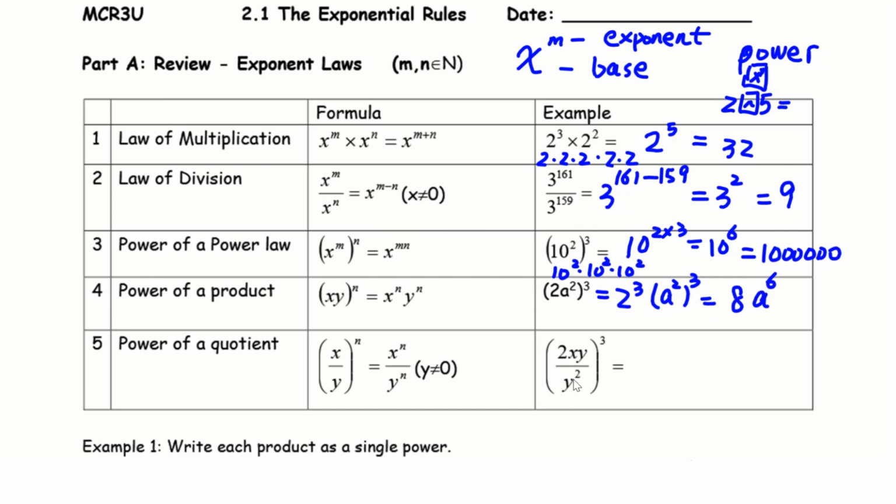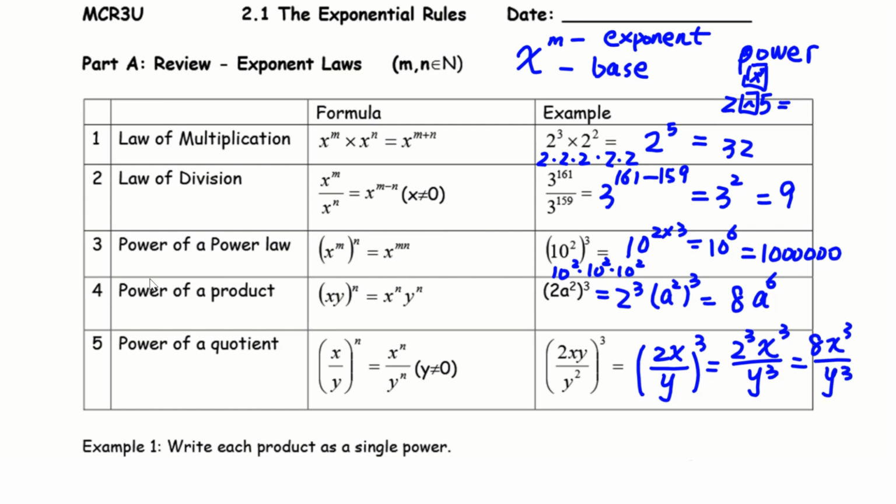And for the division, we want to simplify the division first, so 2xy over y squared. 2x, then y divided by y squared. We have 1 y cancel out, so 2 minus 1 gives you 1. So you have 2x over y to the exponent 3, which is 2x over y times itself 3 times. You apply the 3 to each factor. So 2 cubed, x cubed, and y cubed. You have 8x cubed over y cubed.